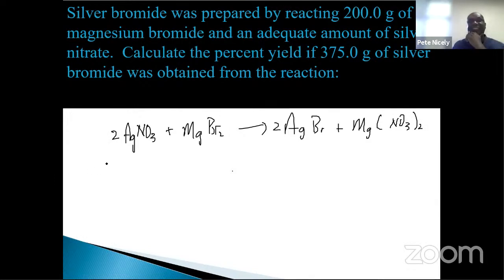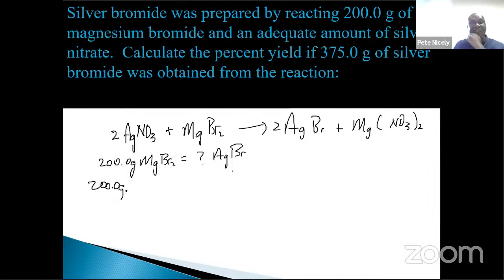Okay, so what the question is saying is that you're starting off with 200.0 grams of magnesium bromide. And basically what we need to find out is the amount of product you expect to get, which is the silver bromide, AgBr. All right, so we start off with 200.0 grams of MgBr2.